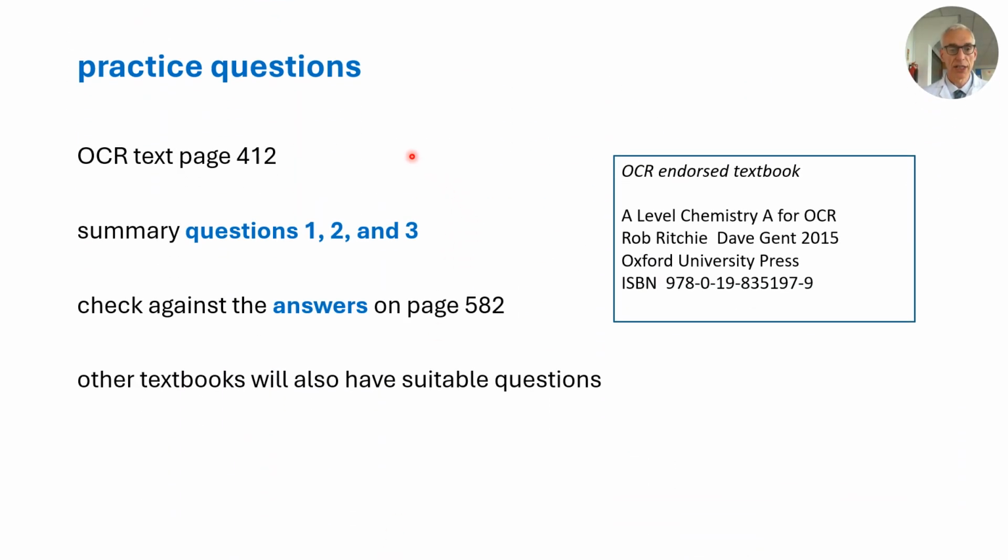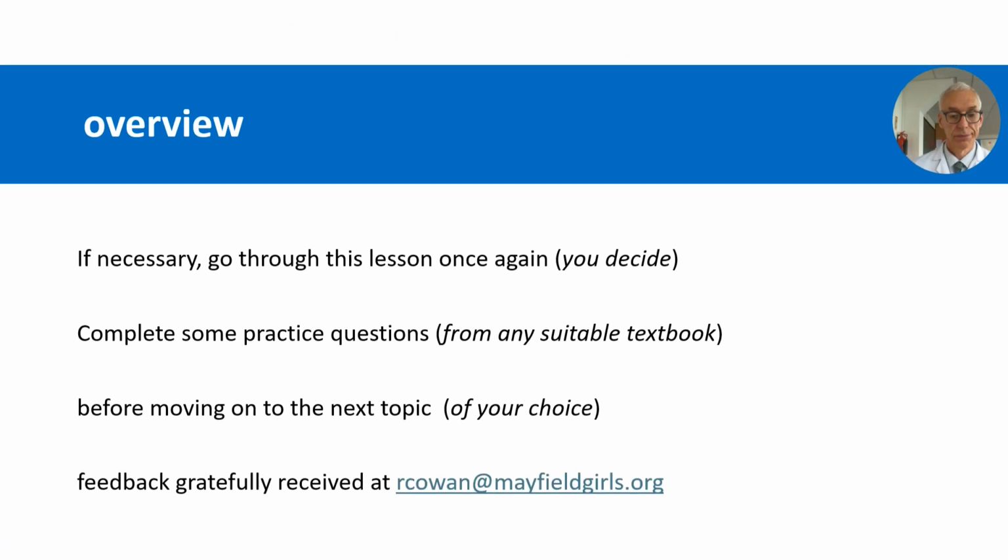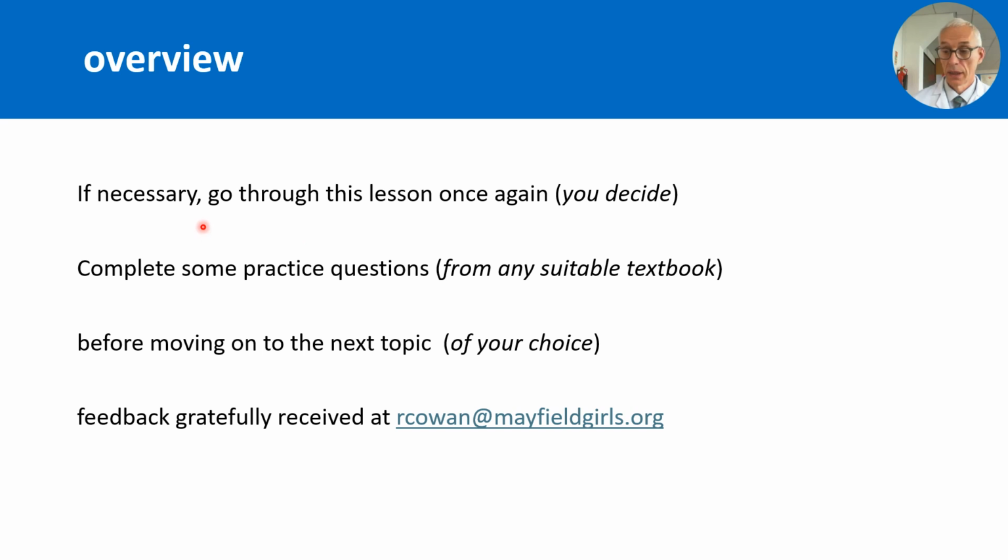Some suitable practice questions at this point would be the OCR endorsed textbook, if it is available, page 412, questions 1, 2 and 3. The answers are on 582. Of course, other textbooks will also have suitable questions. If necessary, go through this lesson once again. That's your decision. Complete some practice questions from any suitable textbook before moving on to the next topic. That next topic is your choice.